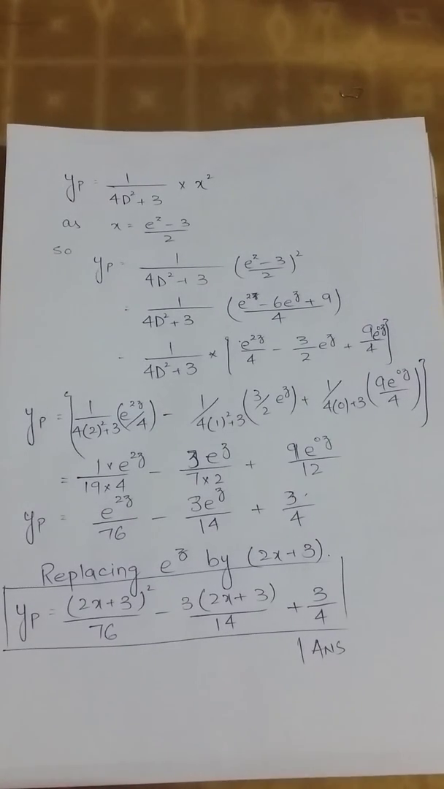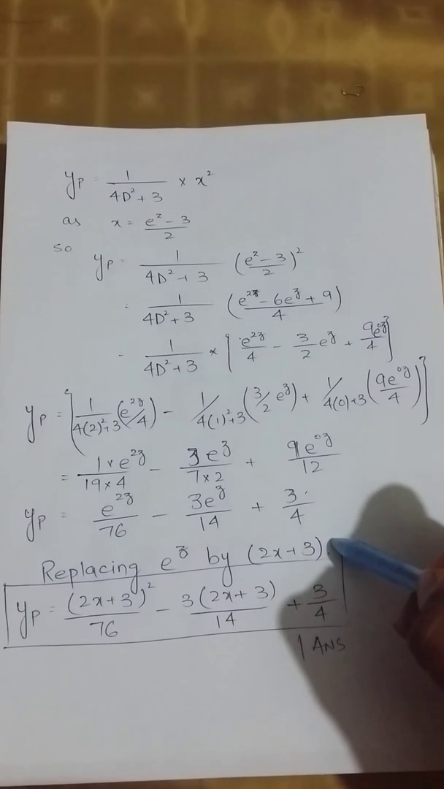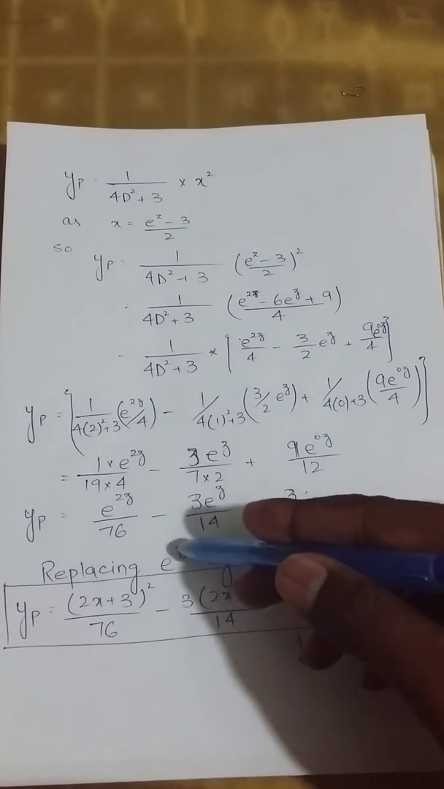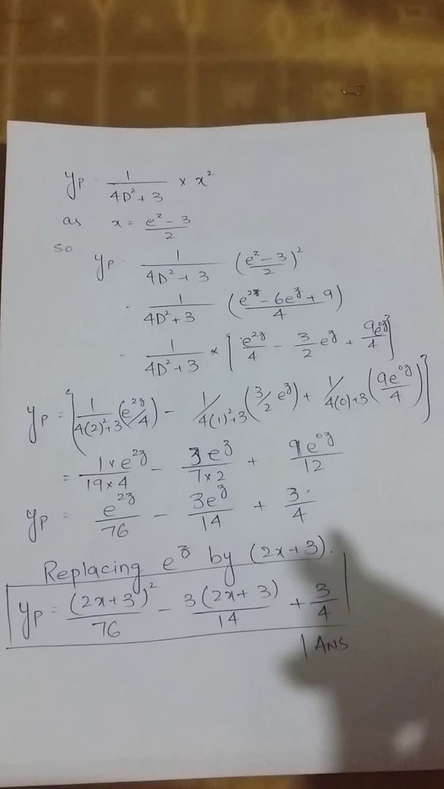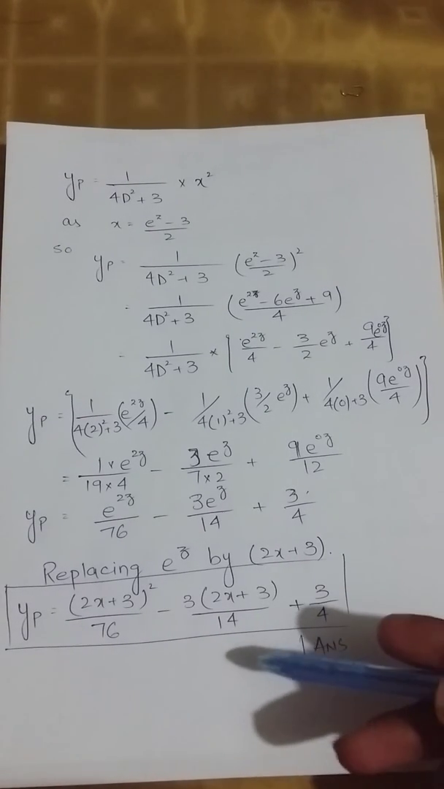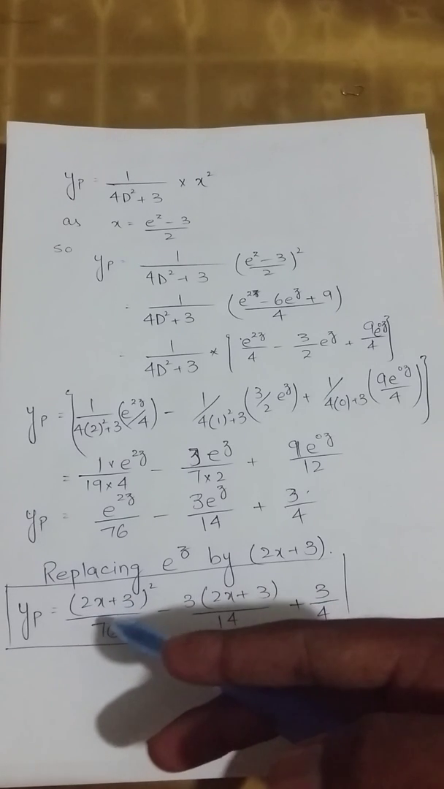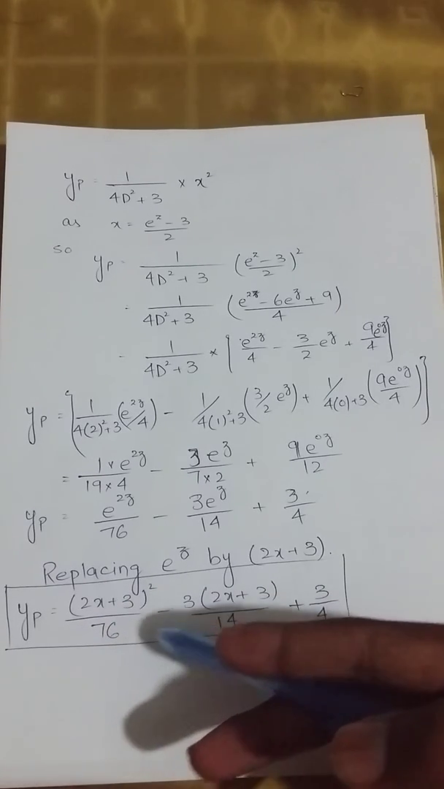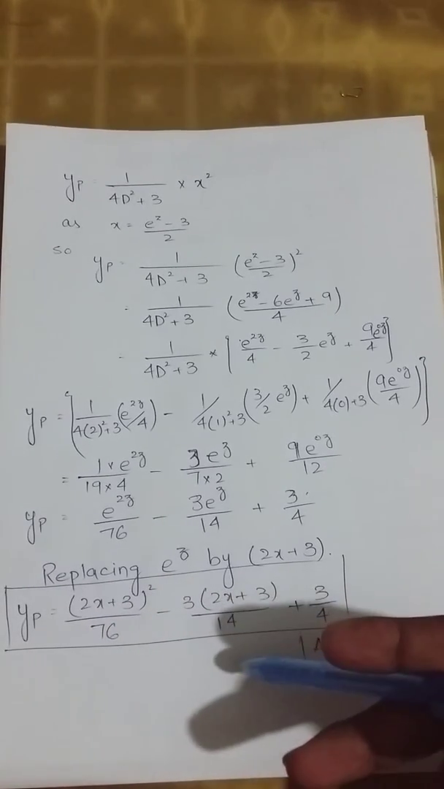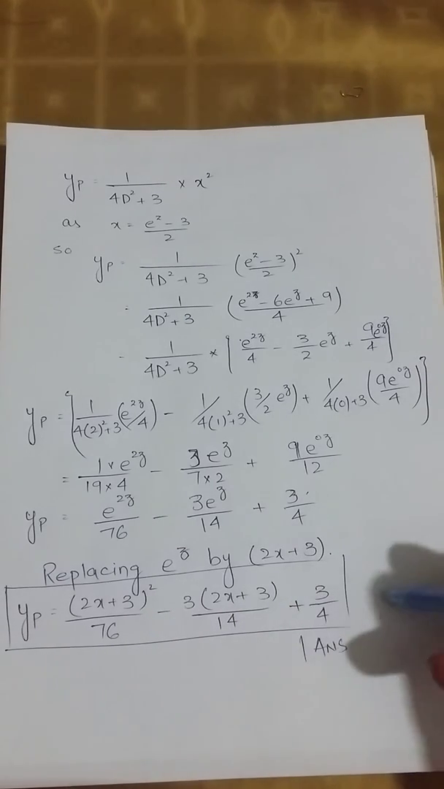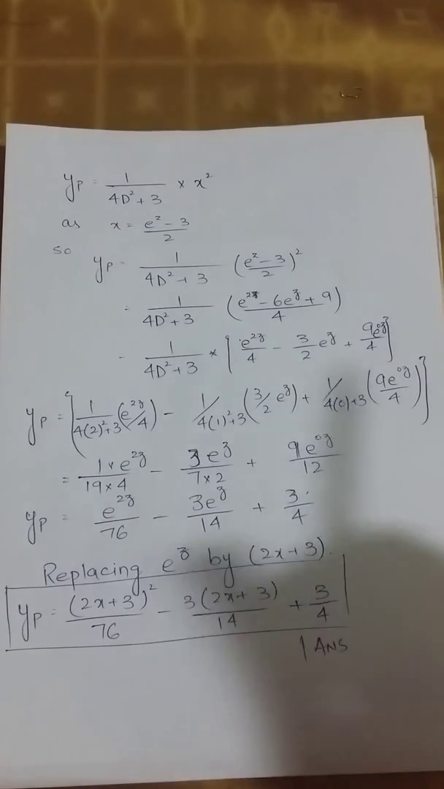Now we're going to replace it by e^z. This is the most important part of the question. We have to replace e^z, and if we leave that, the answer is not a complete solution. Yp will become (2x+3)²/76 − 3(2x+3)/14 + 3/4, and this will be the answer to our Legendre equation.